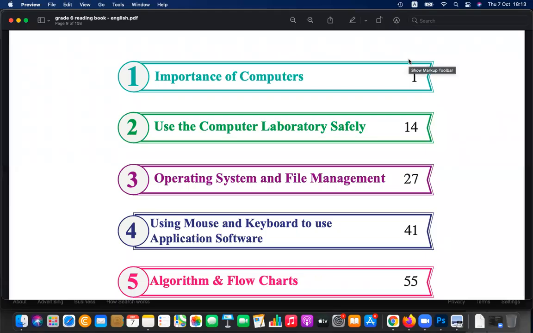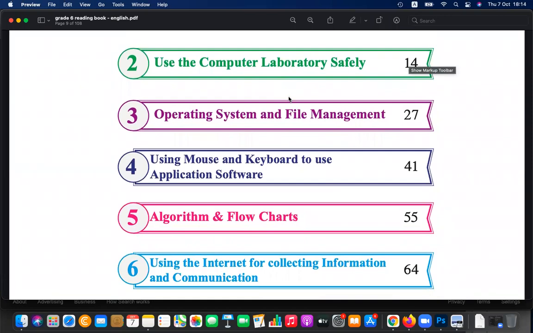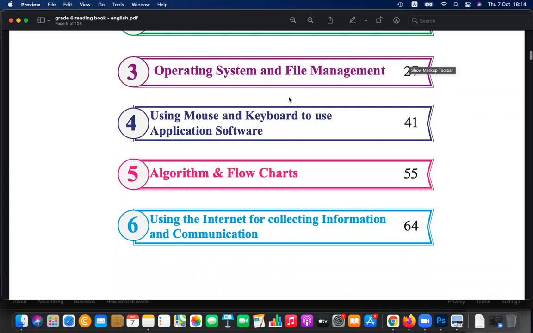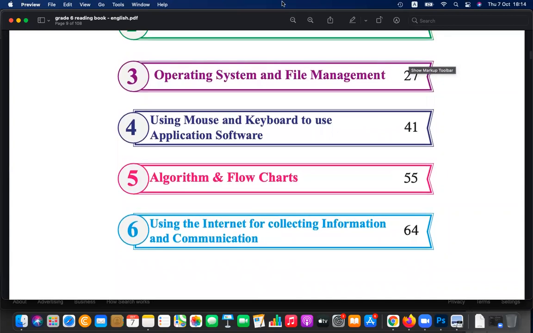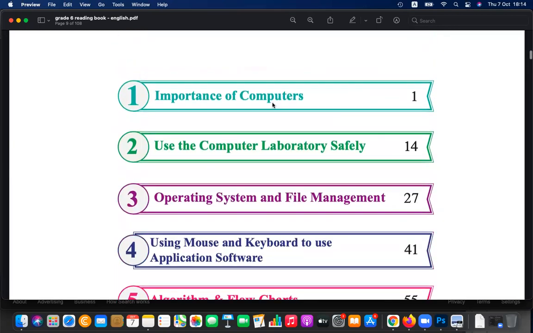Okay. So under grade 6, we have discussed the following topics by now. The first thing is the importance of computers, why computers are important and where they are used. Then the use of laboratory safety, how we can protect our computer, and operating system and file management. Then using keyboard and mouse, and the mouse in application software. Then algorithm and flowchart. This is how we started programming. And then internet and email for collecting information and communication. So these are the chapters in grade 6.